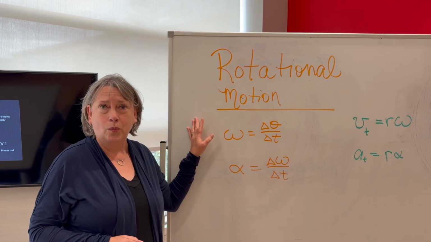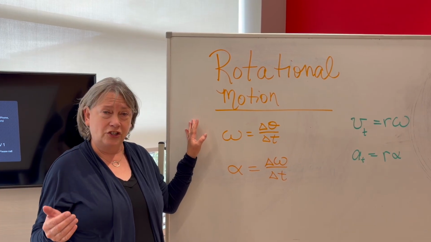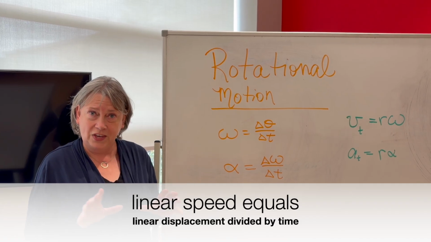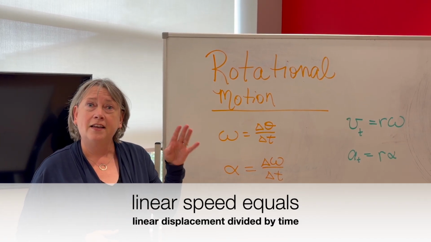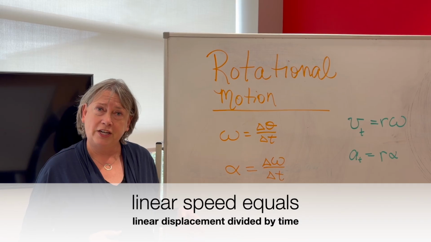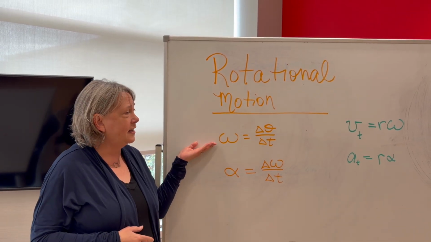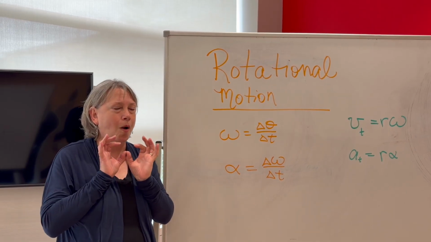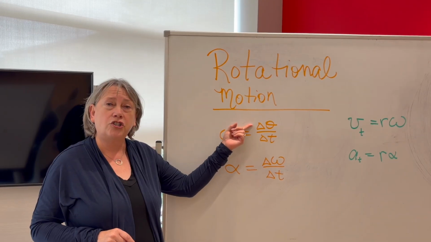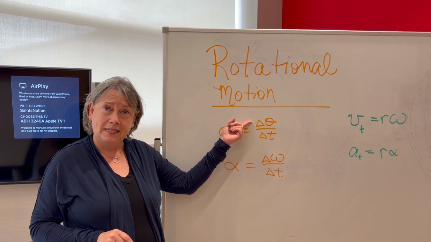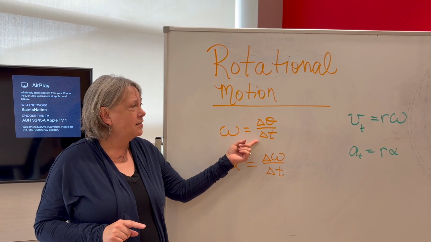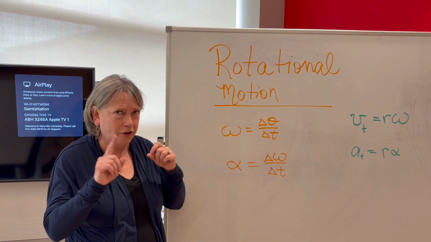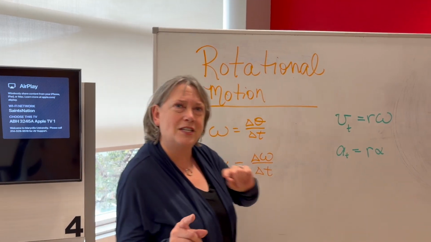Just as we had a definition for linear speed. Recall linear speed, we used V, was change in linear displacement divided by change in time. This is angular speed, and this is not a W, this is a Greek letter omega, is the angular displacement divided by time.